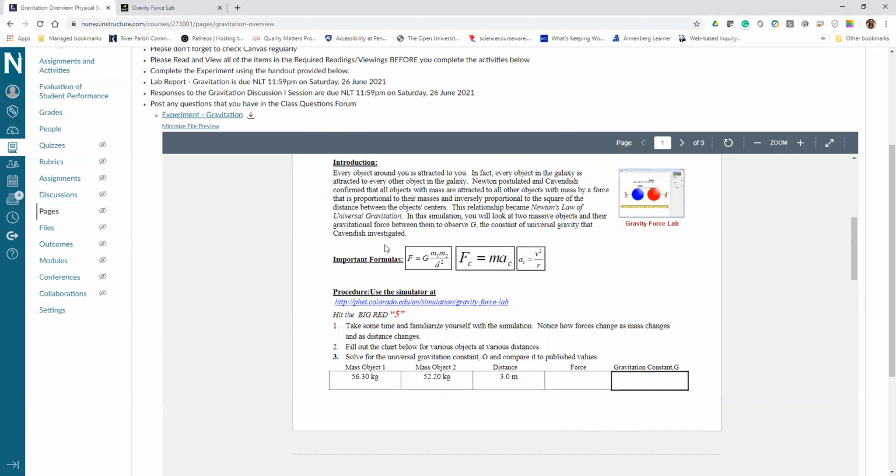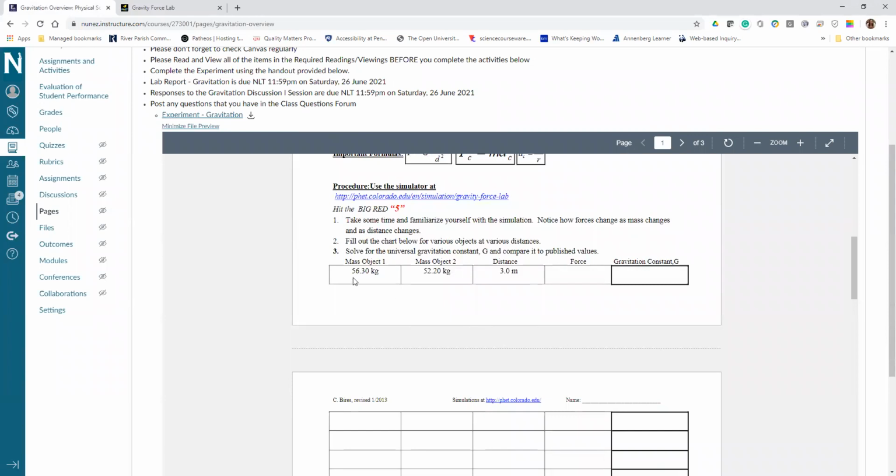It gives you a little bit of background here. Here's the gravitation formula. We just looked at that in lecture. This is Newton's second law for centripetal force. And here's the centripetal acceleration. All of the formulas that we just looked at in the examples that I worked for you. So you have the object's mass, you have the distance, you get the force from the simulator, and then you use it to calculate big G.